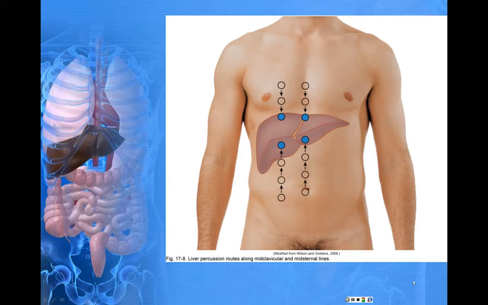This is a pictorial diagram of how to percuss the liver size. So we're starting at the lower edge here and percussing up, and starting at the middle of the thorax and percussing down. You'll hear a difference in the sound quality as you go over solid organs versus air-filled lungs or gas-filled abdomen. So you can definitely hear the change in the sound when you get over the liver. So you percuss over the mid-clavicular and the mid-sternal areas.